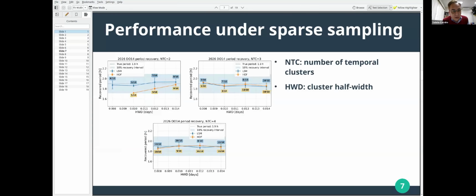So we simulated what happens with respect to sparse data. And for doing that, we created a model which is based on two parameters: the number of temporal clusters, which tells how many cluster observations you have for the given asteroids. It might be 2, 3, 4 or more. And the half width of this cluster, which is the fraction of the phase space that they covered.